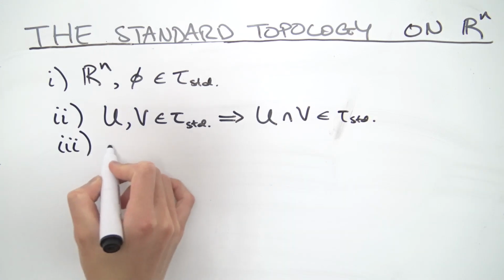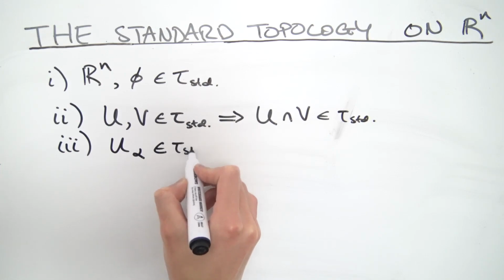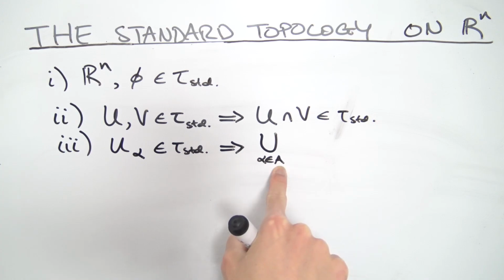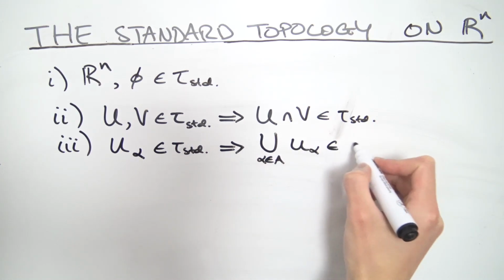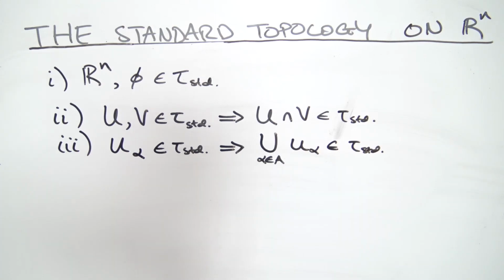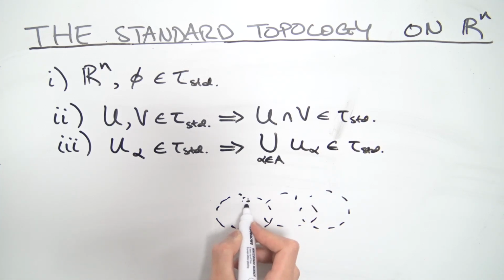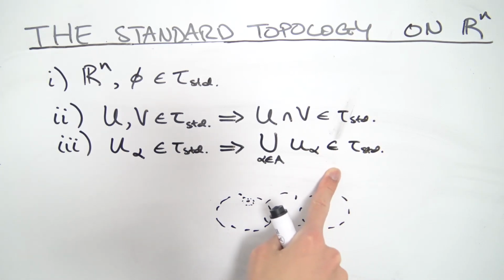And let's check the third axiom, which is: if you have a collection of open sets, U alpha, in your standard topology, we have to check that the union of all these U alpha, where A is just any arbitrary index set, is also in the standard topology. Now this is pretty obvious, because if you have a bunch of these open sets and you union them all together, well, if you take some point, it's always going to be in at least one of these open sets, so you're always going to be able to find a small little radius. So yeah, the whole entire union will be open as well.